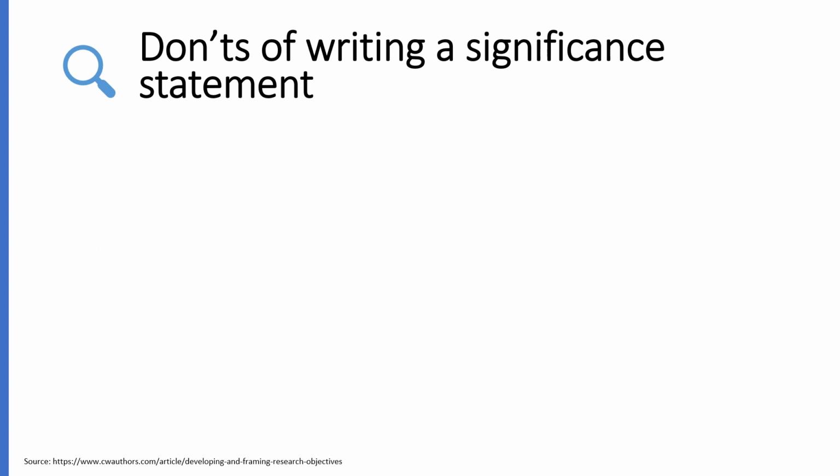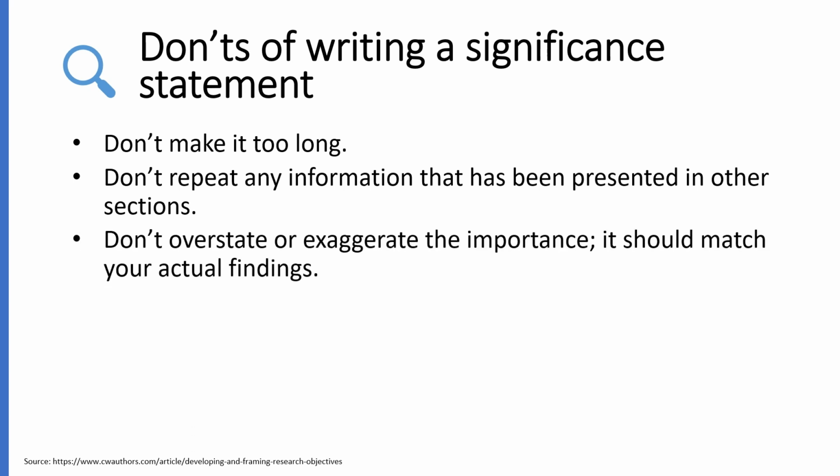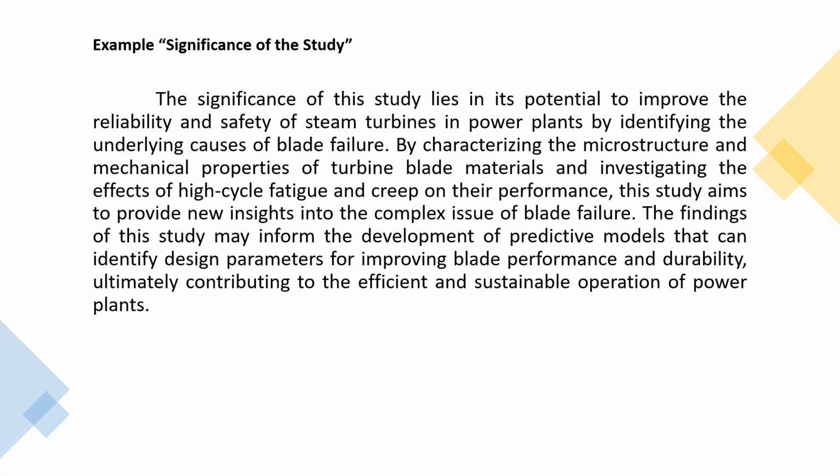Here are some things that we have to avoid in writing the significance statement. Do not make it too long. Try to make it as concise as possible. Do not repeat any information that has been presented in the other sections. Do not overstate or exaggerate the importance. And it should match your actual findings. Because later on, when you're done with your paper, you have to revise it in such a way that it's already finished, written as already done. So you have to make sure that the significance of your study is matching the actual findings.